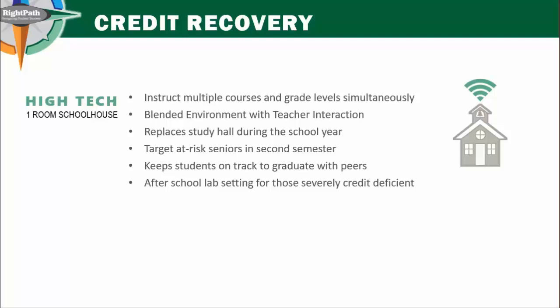Using an online blended program, it'll allow districts to replace study halls during the school year so students could recover those credits in a computer lab setting. Many districts choose different methods on who to enroll in credit recovery. Some districts choose to just target at-risk seniors during the second semester to keep their students on track to graduate with their peers. Other districts choose to use an after-school lab setting for those that are severely credit deficient, and that could include seniors, but it could also include students who might have failed in a 10th or 11th grade course that's needed for graduation.